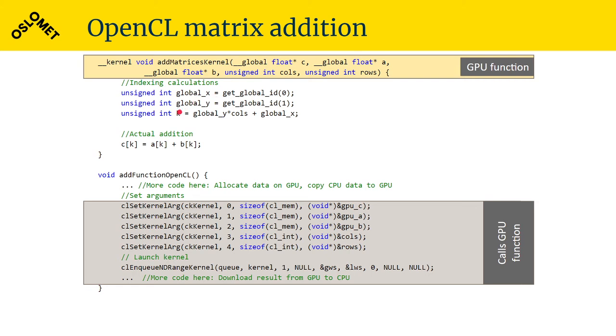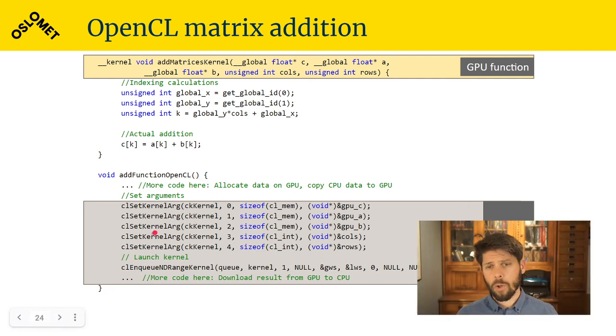And we're using this to get the K, which is the index of our element into our matrix. And then actually we do the addition. C of K is equal to A of K plus B of K. And then on the CPU side, it's more of a nightmare, because here you see that we have to set up a lot of kernel arguments.